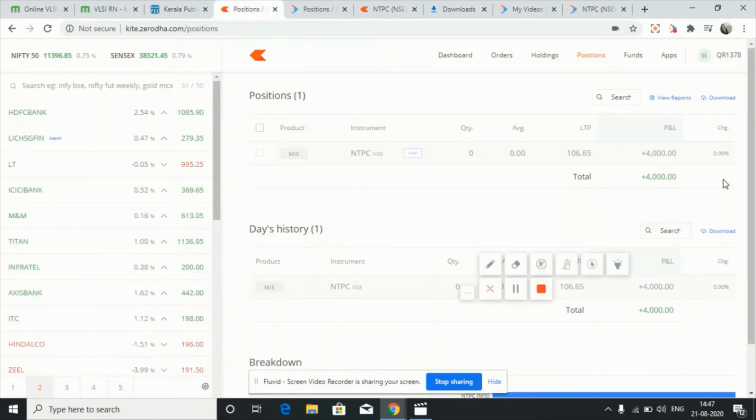So that's all for the day. Today we have booked 4,000 rupees. The basic rules of stock selection have been covered, and then we worked on the type 2 pattern breakout.